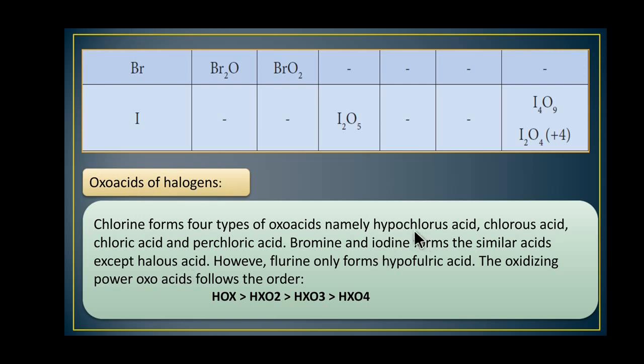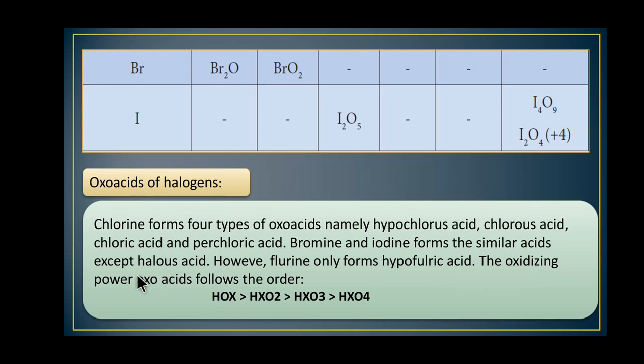Here, what are the 4? Hypochlorous, chlorous, chloric, and perhalic. It is possible, 4 types are possible in chlorine. Bromine and iodine form similar acids except halous acid. However, fluorine only forms hypofluorous acid. So very important, only fluorine forms hypofluorous acid. Okay, this is very important.